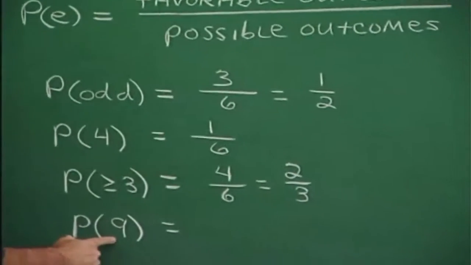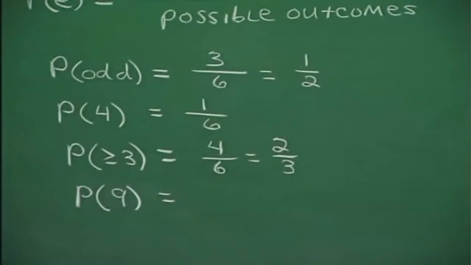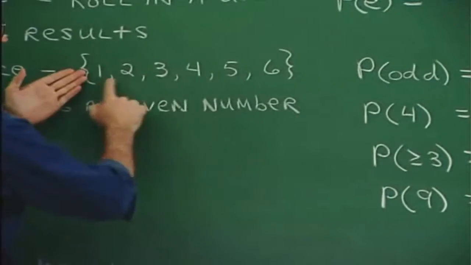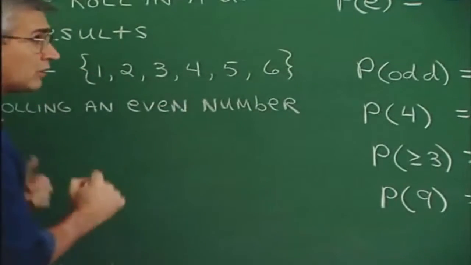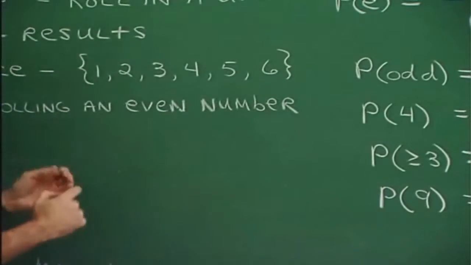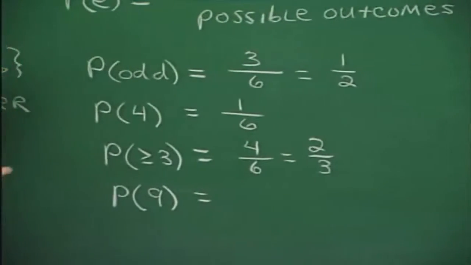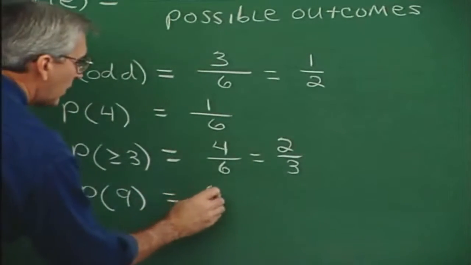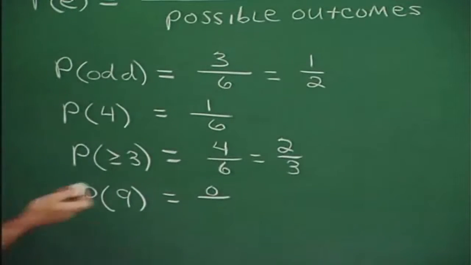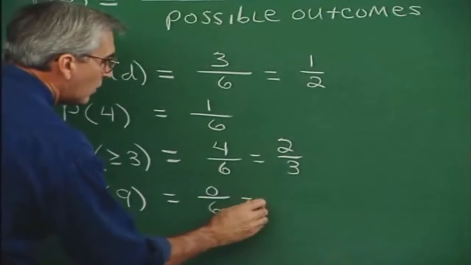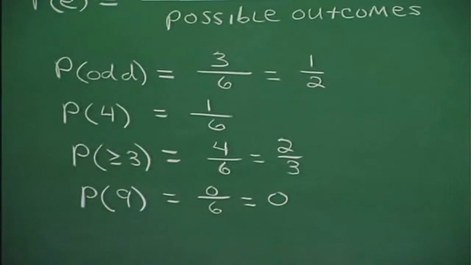Probability of a 9. Well, let's see. A 9, let's look in the sample space. We're looking at numbers 1 through 6. Is there a 9 here? No. So if there's no 9 here, then the probability of a 9, favorable outcomes? No way. There aren't any ways for that to happen out of 6. So the probability number is 0.